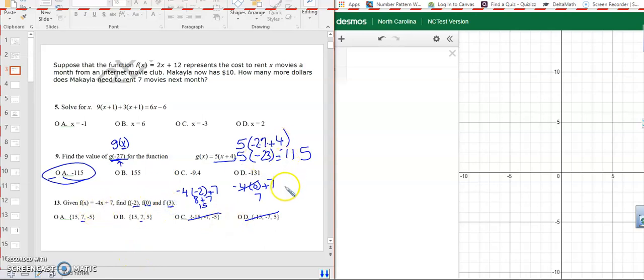Now it's up to the third number. Let's put a 3 in there. So negative 4 times 3 plus 7. Negative 4 times 3 is negative 12, plus 7 is negative 5. So the one that has the negative 5 is the answer. All right, it's just a matter of plugging in your numbers, okay?